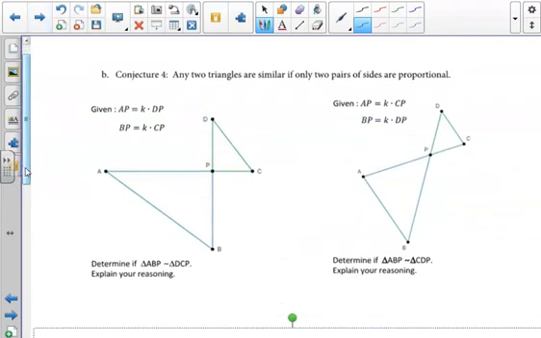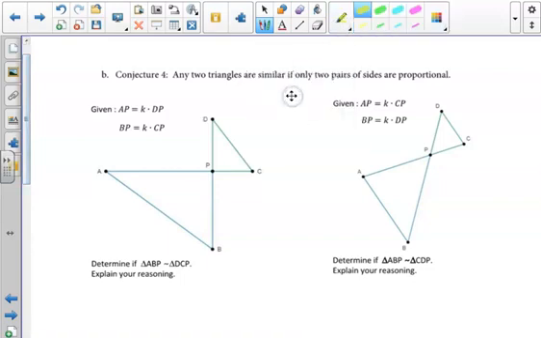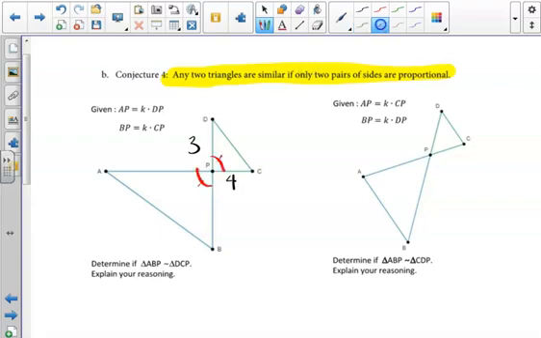We are told in conjecture 4, we are asked if any 2 triangles are similar, if only 2 pairs of sides are proportional. So what that means is, AP, they're saying, is equal to DP times the scale factor. So I'm just going to make a length for DP. Let's just say the length of DP is 3, and the length of CP is 4.